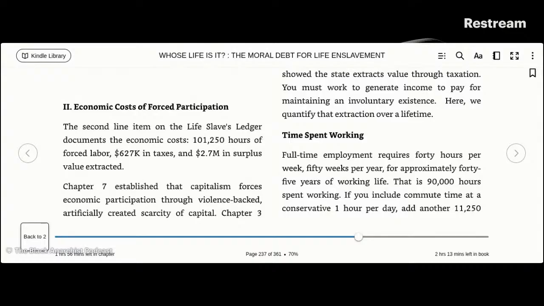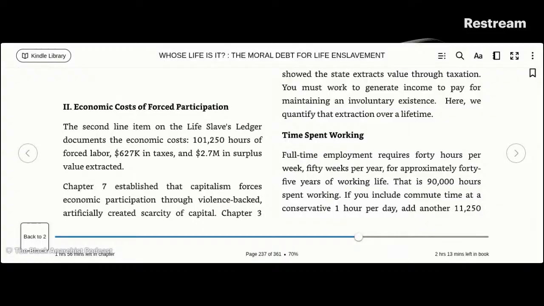Economic costs of forced participation. The second line of the life slave's ledger documents the economic costs. 101,250 hours of forced labor, 627K in taxes, 2.7 million in surplus value extracted. Chapter 7 established that capitalism forces economic participation through violence-backed, artificially created scarcity of capital. Chapter 3 showed that the state extracts value through taxation. You must work to generate income to pay for maintaining an involuntary existence. Here we quantify that extraction over a lifetime.